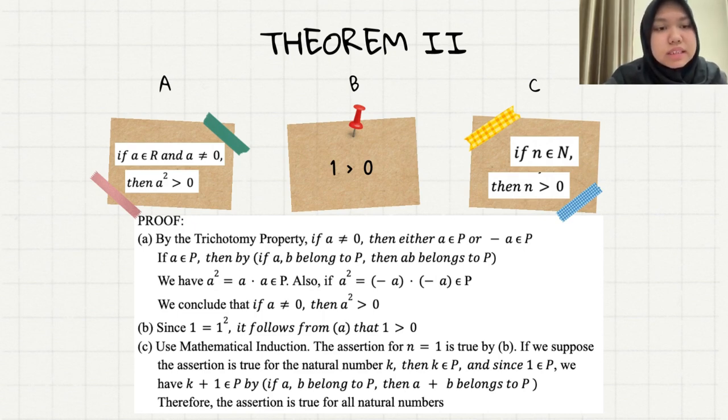And for c, we have to use mathematical induction to prove it. The assertion for n equal to 1 is true by proof b. If we suppose the assertion is true for the natural number k, then k is in P. And since 1 is in P also, we have k plus 1 is in P by if a, b belong to P, then a plus b belongs to P. Therefore, the assertion is true for all the natural numbers.